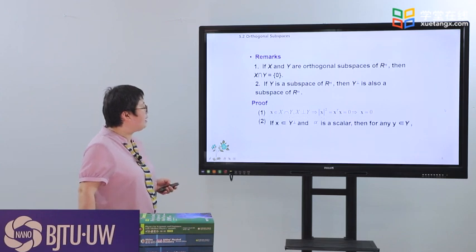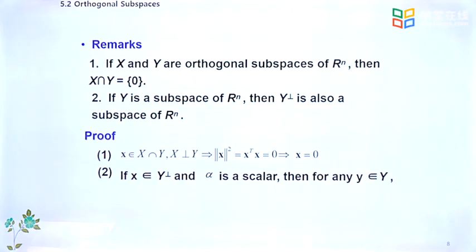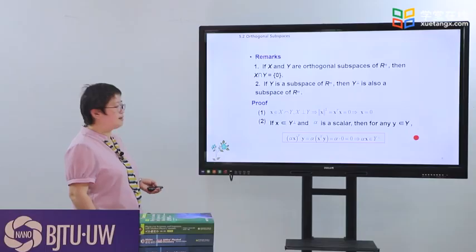Okay, now we consider the proof for the second statement. If x belongs to Y orthogonal complement and alpha is a scalar, then for any y in the subspace Y, we have alpha x transpose times y equals alpha times x transpose y equals alpha times 0 equals 0. This implies alpha x also belongs to Y orthogonal complement.